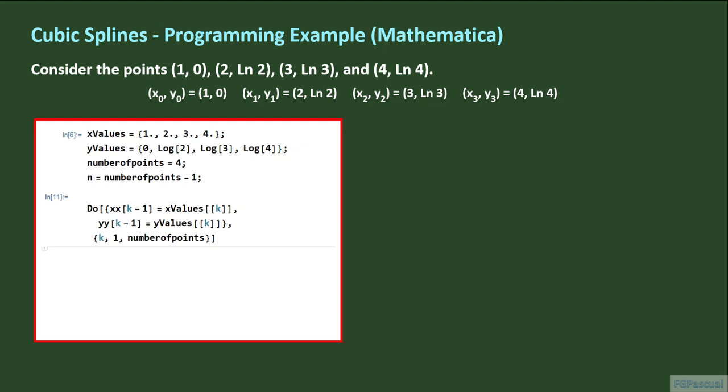The next step now is to define the different polynomial segments. Each polynomial segment, which we call uppercase b sub k of x, is equal to a sub k times the cube of the quantity x minus x sub k plus b sub k times the square of the quantity x minus x sub k plus c sub k times the quantity x minus x sub k plus d sub k. And this is for k going from 0 all the way up through n minus 1. The indexing with k going from 0 through n minus 1 is a hint that it might be a good idea to use a do loop.